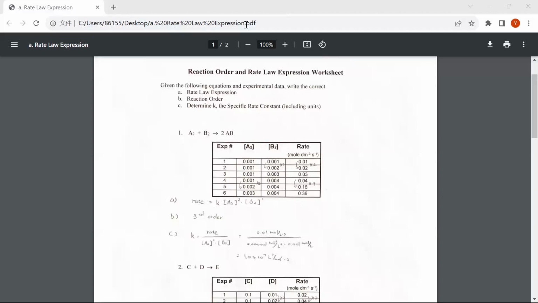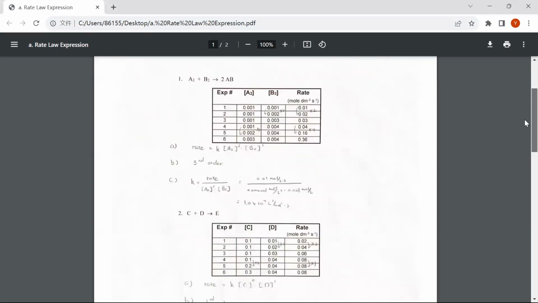Hello, today I'm going to instruct how to write the correct rate law expression, reaction order, as well as K, which is the specific rate constant, by giving the following equations and experimental data. First, let's take a look at our first question.